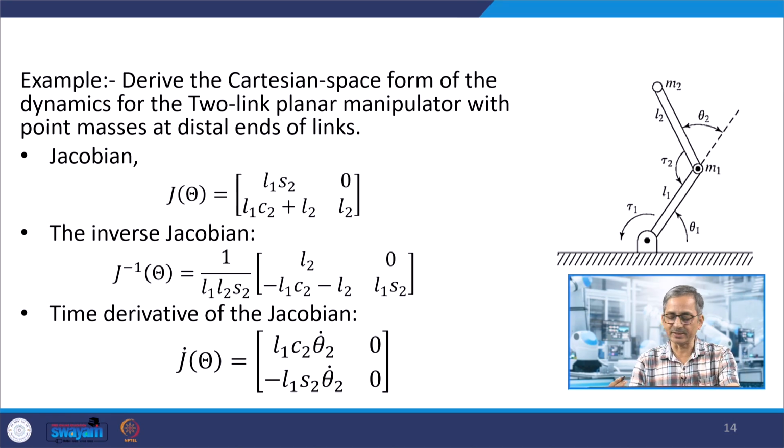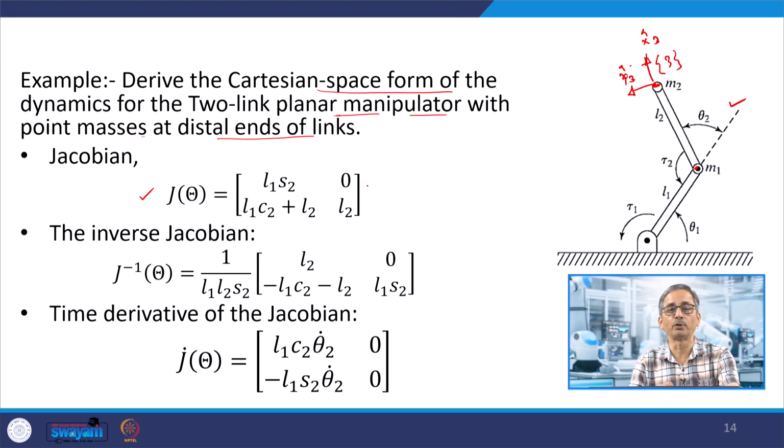Okay. So, now let us take again the same example, so that you have a feel of how the expressions differ in form. For this same problem, the 2 degree of freedom planar manipulator with point masses m2 and m1, we derive the Cartesian space form of the dynamics of this 2-link planar manipulator with point masses at the distal end. For this, the Jacobian we have already seen, represented in terms of frame 3, with x3 and y3.